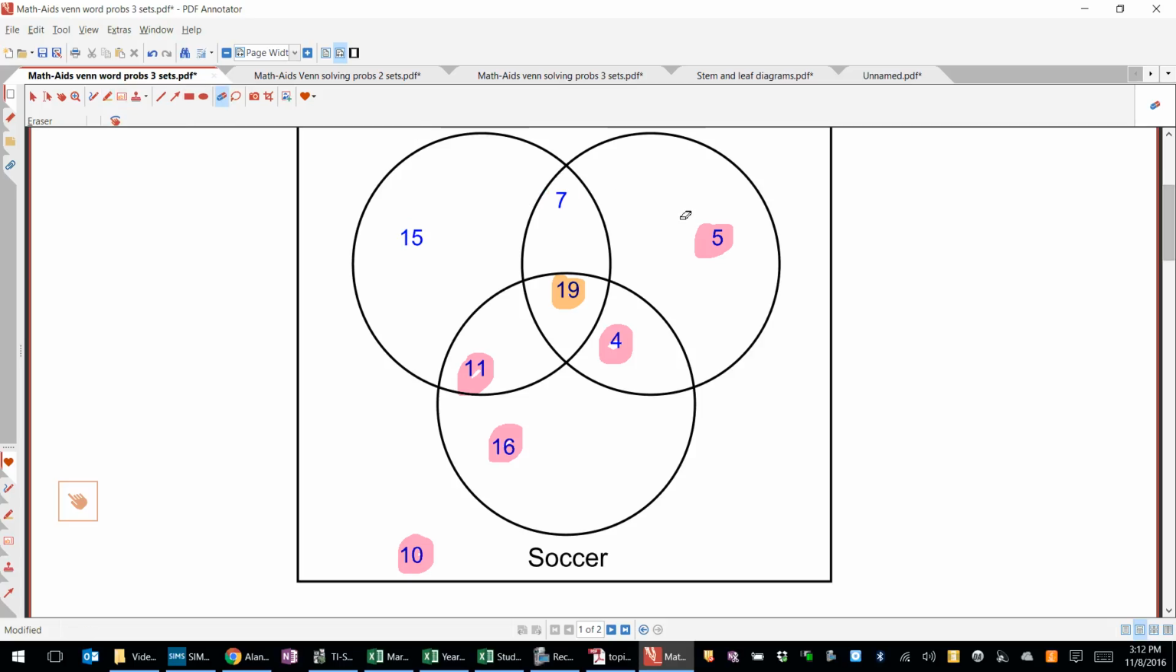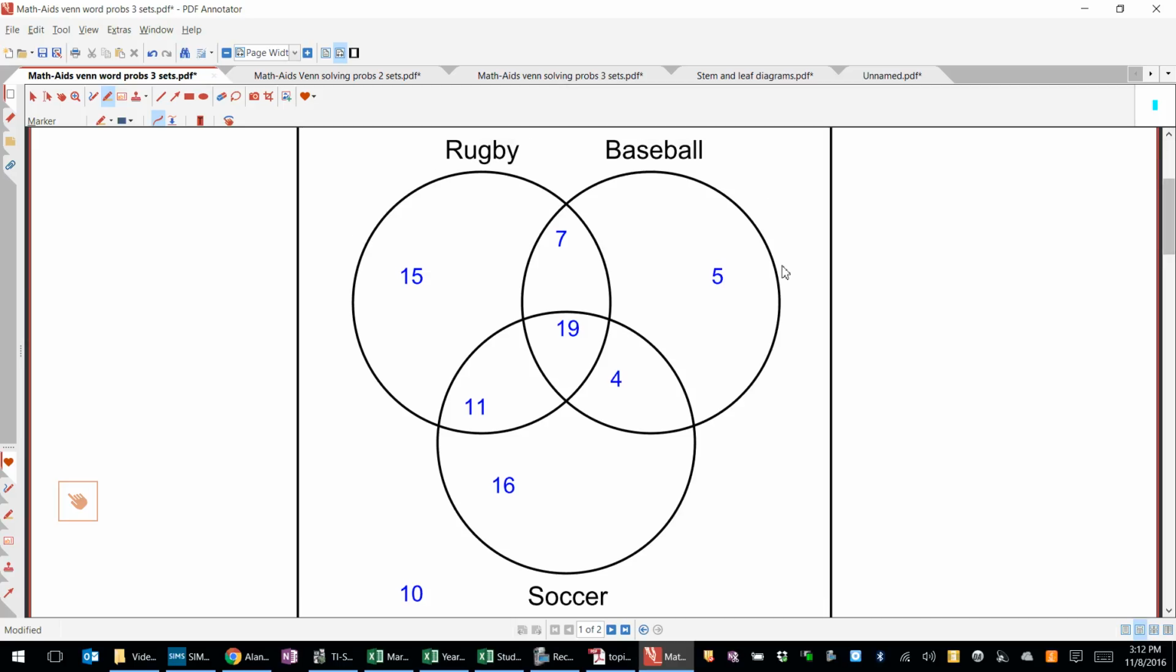Okay, and finally, 61. And finally, number 10, how many students like rugby or baseball? 27. Rugby or baseball, so you should have 15, 7, 5, 19, 4, 11.